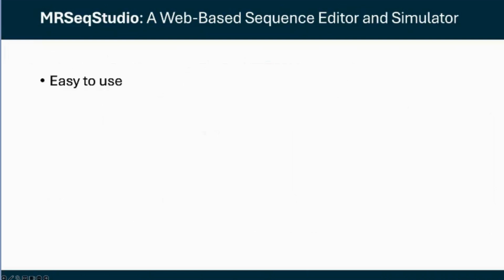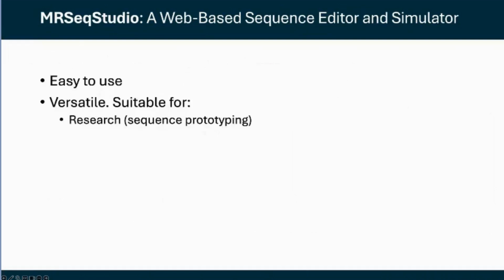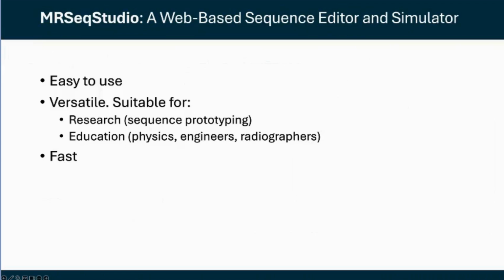We want it to be easy to use. We want it to be suitable for research, this sequence prototyping that we have said, but also suitable for education, as it could be a useful tool, for example, to explain pulse sequences and MR phenomena to physics or engineering students or even radiographers at some point. We want it to be fast, no matter the device, open source, of course, and reproducibility oriented, which means that we want users to be able to share the sequences they create with other people.